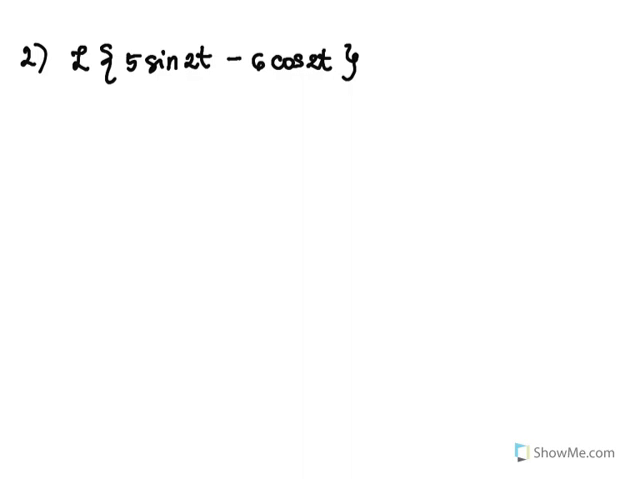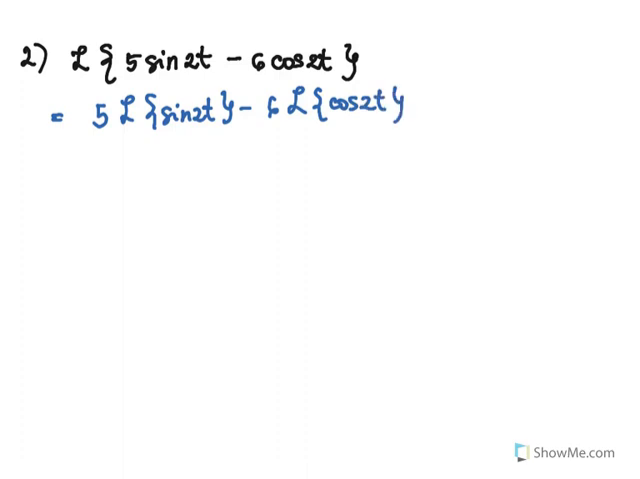Second example, Laplace of 5 sine 2t minus 6 cosine 2t. So what we do here is we write, using the linearity property, 5 Laplace of sine of 2t minus 6 Laplace of cosine of 2t. The Laplace transform of sine kt is k over s squared plus k squared. The Laplace of cosine kt is s over s squared plus k squared.